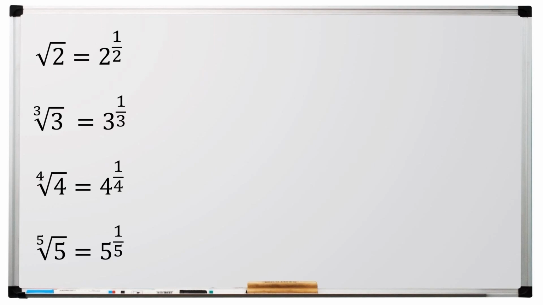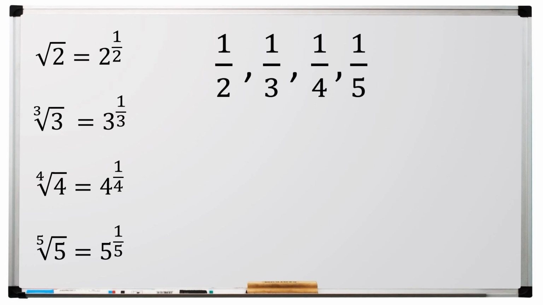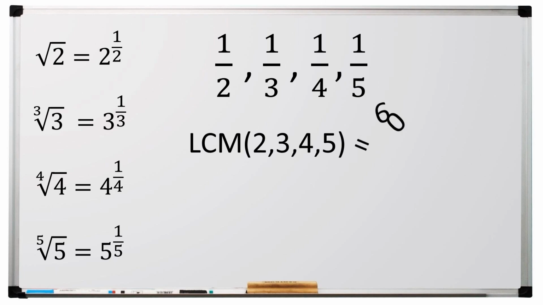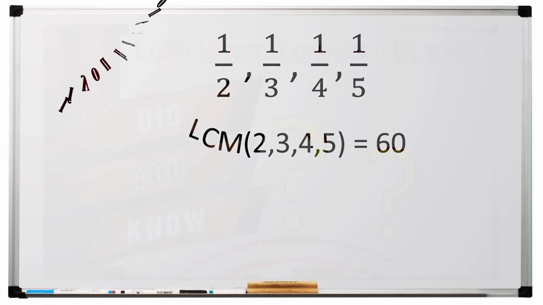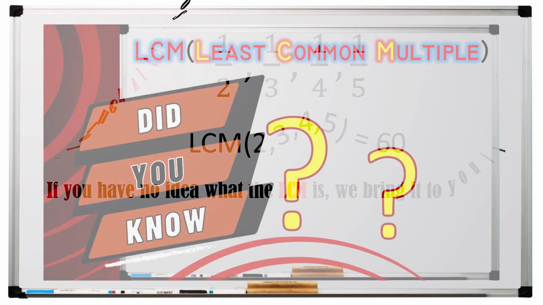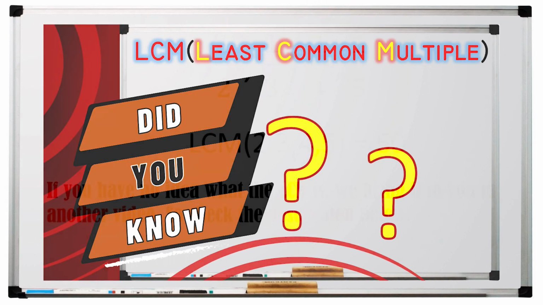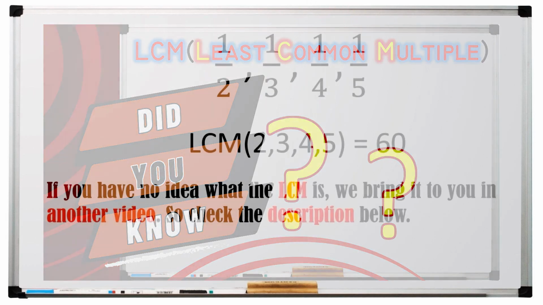As we know from the materials, the square root of 2 equals 2 power 1/2, and so on. So we write down the exponents of all numbers. Then we find the LCM of denominators. If you have no idea what the LCM is, we bring it to you in another video.